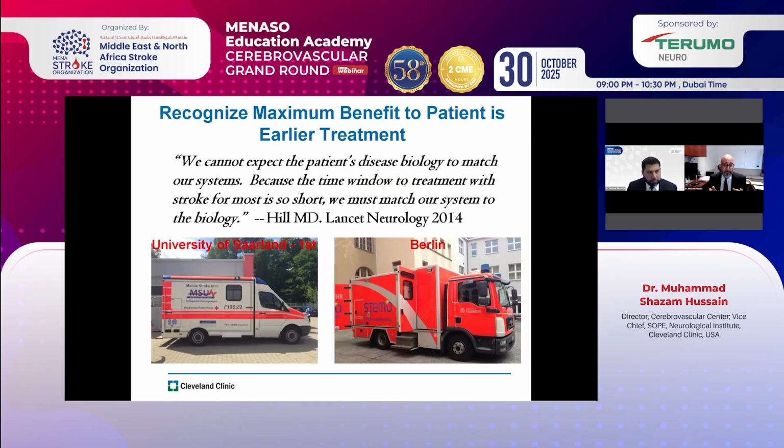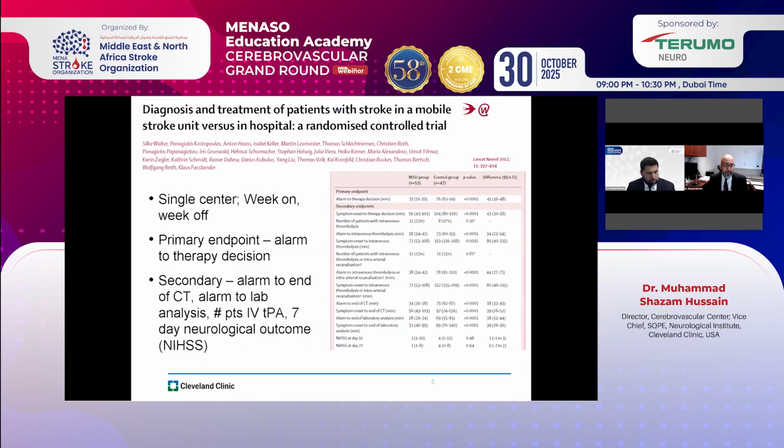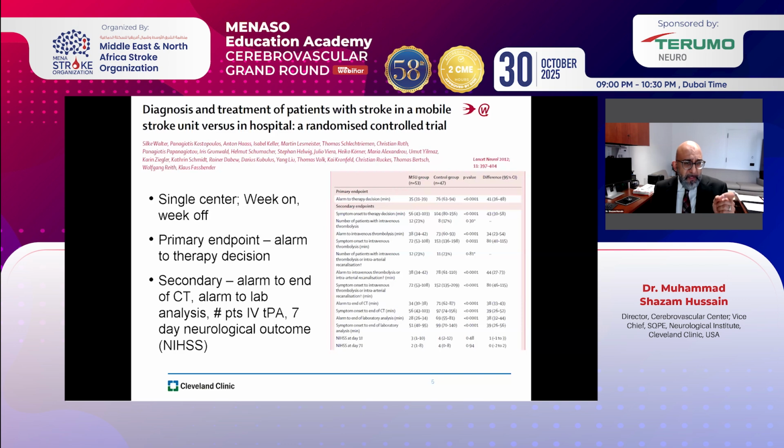And it allows you then to be able to take the CT and the stroke expertise right over to the patient. And so from the Berlin team, we saw some really interesting data that emerged from that. This was the first paper on mobile stroke units, by Professor Fassbender and the team at the University of Saarland. They were able to do a single week on, week off randomization. And what they were looking at was that primary endpoint, this alarm to therapy decision. How soon could they make a therapy decision on these patients?